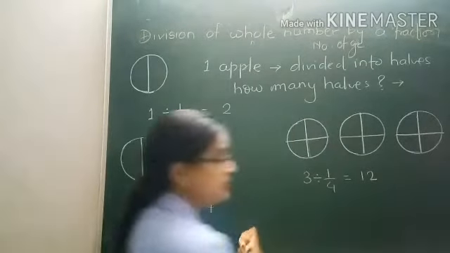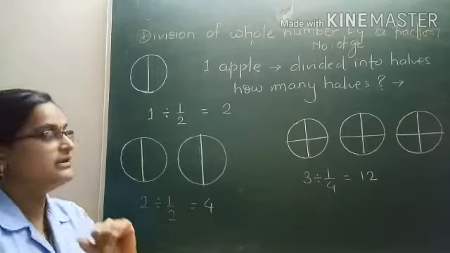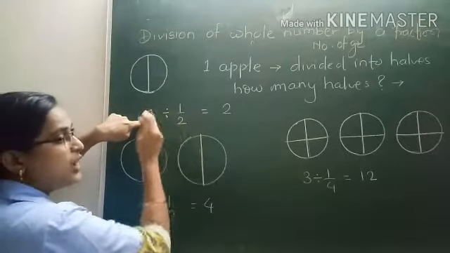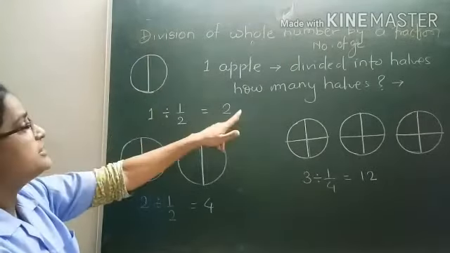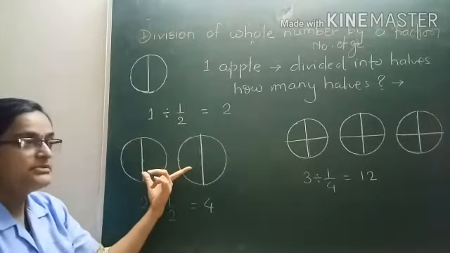Okay, so what conclusion have I come to? I hope you have understood this. Once more I will clear it. I have 1 apple. I have divided it into half parts. How many halves are formed here? 2 halves are formed over here. I have 2 apples.